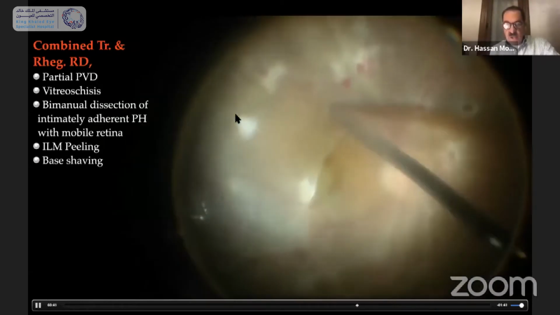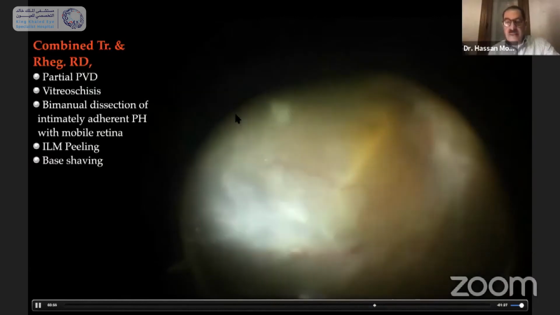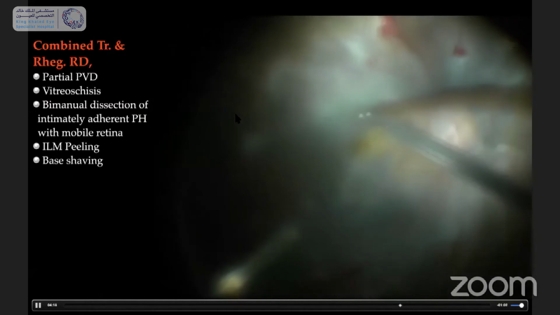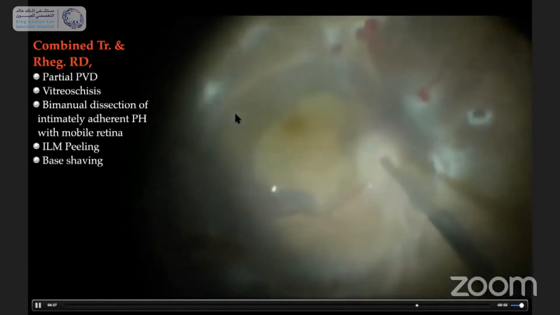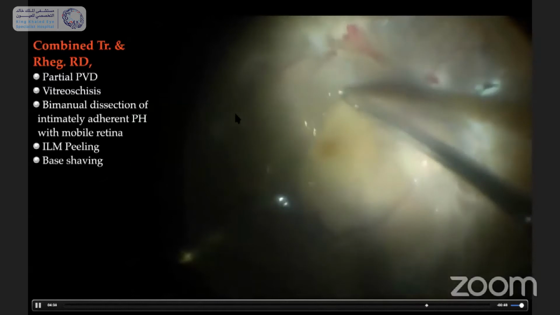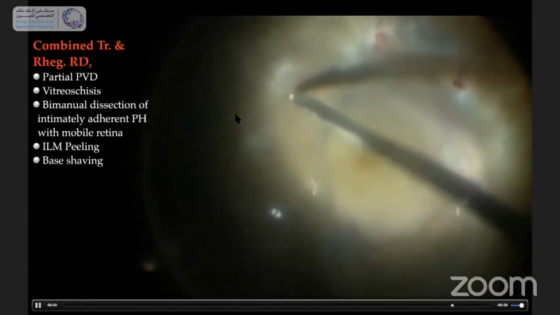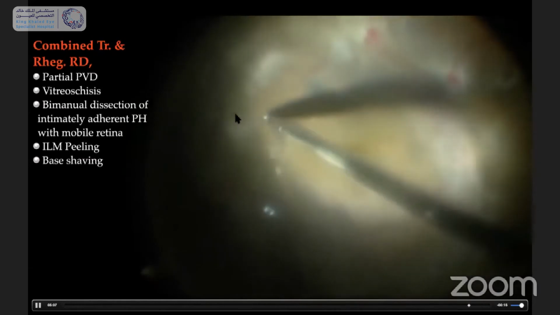Then triamcinolone is injected, and usually there are remnants of epiretinal membranes or of the posterior hyaloid that have to be removed, and then brilliant blue is injected. In combined traction rhegmatogenous retinal detachment, or even complicated traction retinal detachment, I like to peel the internal limiting membrane, whether you do it without or better under PFCL to stabilize the posterior retina. And this is followed by shaving of the vitreous base and laser. And I stress you have to laser the retina intraoperatively, and the laser should reach to the level of the ora.